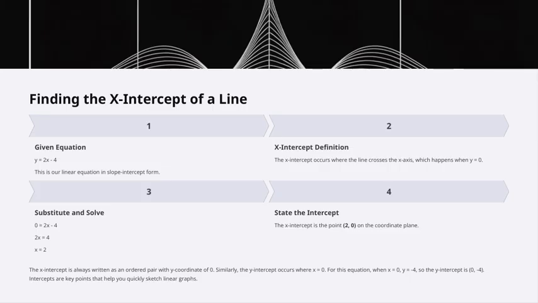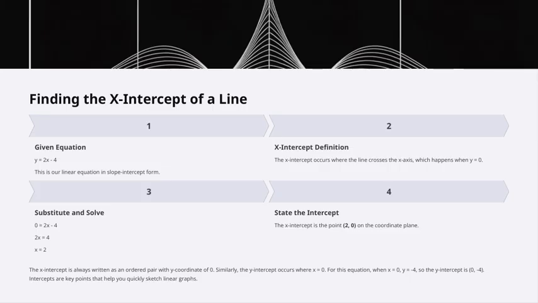Now, the x-intercept is the point where our line crosses the x-axis. At this point, the y value is always 0. So to find the x-intercept, we set y equal to 0 in our equation. That gives us 0 equals 2x minus 4.